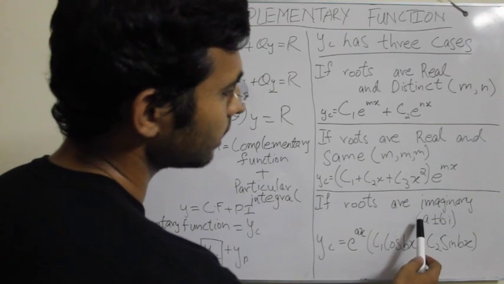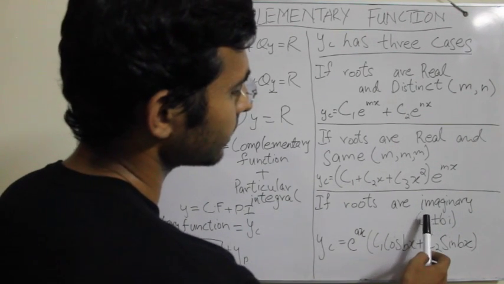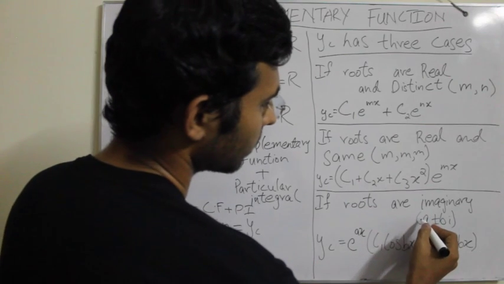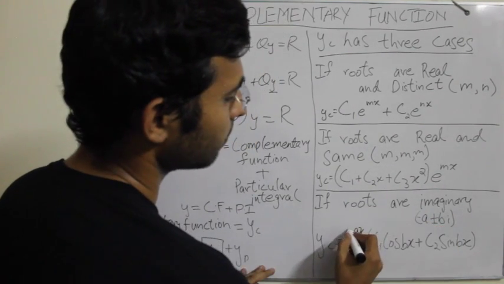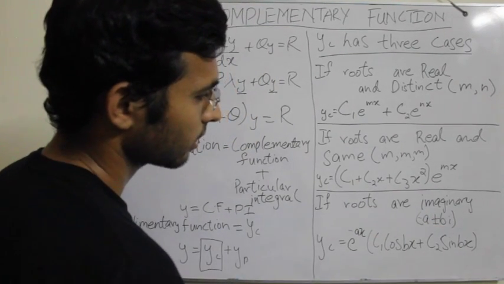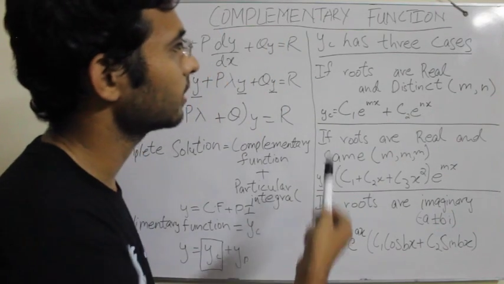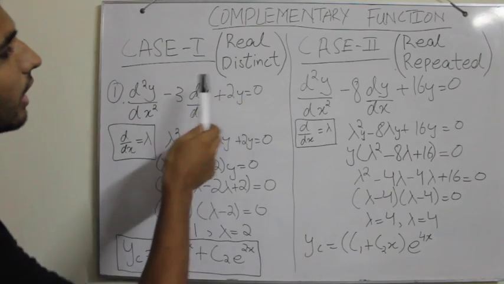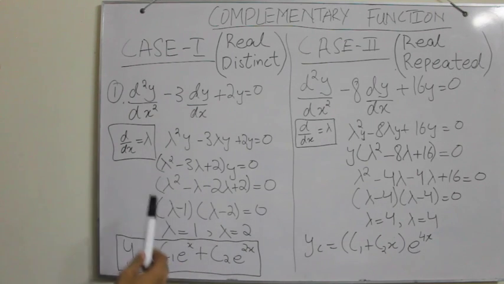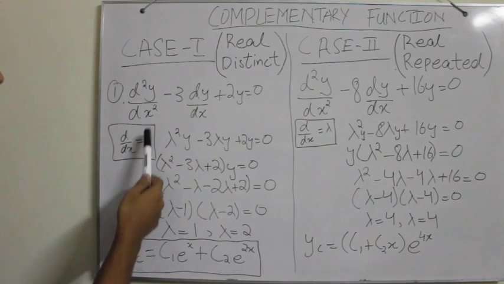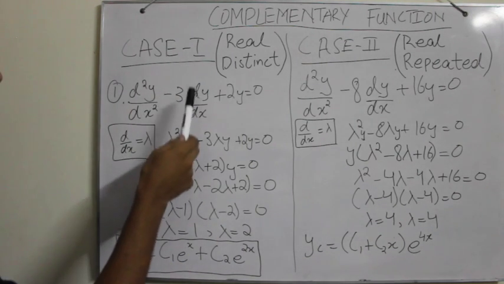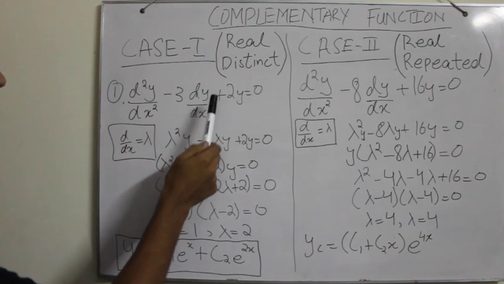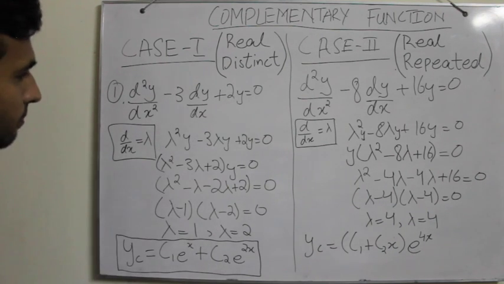Now if the real part is minus a, this becomes e to the power minus ax. That's how you find the yc. Now case 1 is for real and distinct roots. The question says that the second derivative of y with respect to x minus 3, the derivative of y with respect to x, plus 2y is equal to 0.